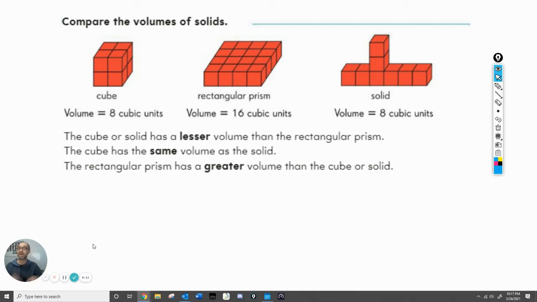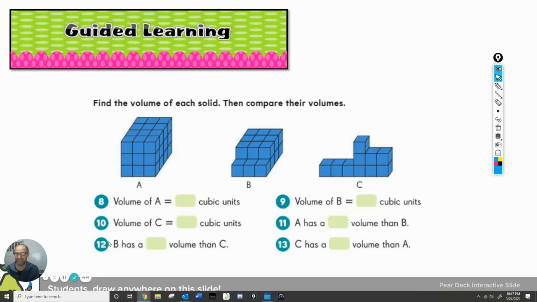All right, comparing the volumes of solids. So up here we have cube 1 that has a volume of 8. We have a prism with a volume of 16 and a rando solid with a volume of 8. The cube and the solid have a lesser volume than the prism. The cube and the solid have the same volume. The prism has the greater volume because we're comparing the 8s and the 16s. All right. Y'all got that? Excellent. Bigger is greater. Find the volume of each and then compare their volumes.